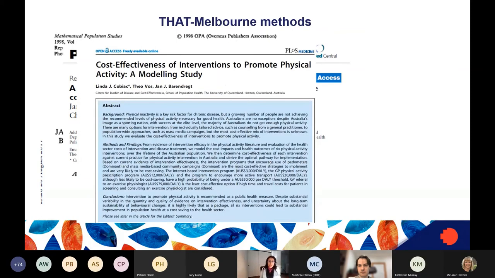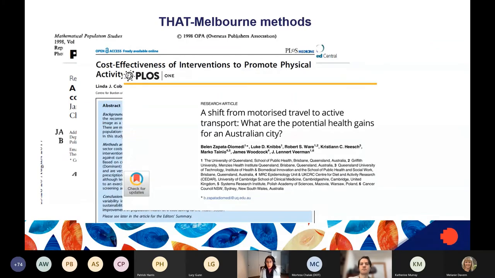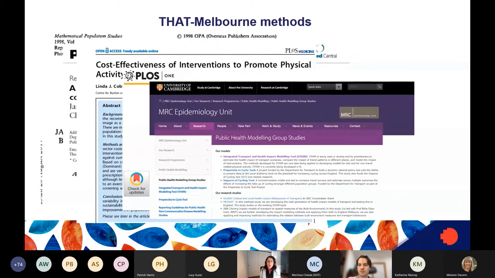And very importantly, this study by Dr. Linda Cobiac is the baseline model from which all the work starts. My PhD work further expanded on this work, and there was also a collaboration with the public health modelling group led by James Woodcock at the University of Cambridge, where I started to shift from the Excel-based model to the R code. And we still collaborate with this group, and I will show you a project later on that we're currently working on with them.